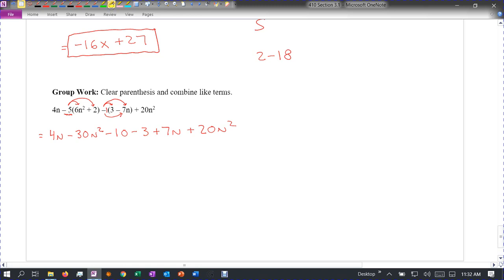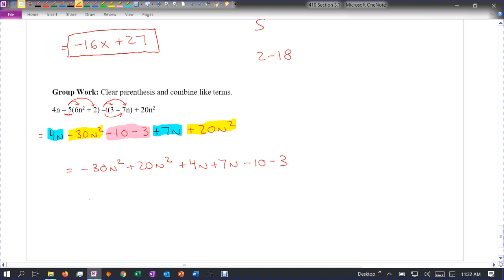Okay, now I'm going to collect like terms. So I've got negative 30n squared plus 20n squared, so I'll write that down. Negative 30n squared plus 20n squared. Alright, let me see. I have 4n here and plus 7n. So I have 4n plus 7n. And then lastly, I've got negative 10 take away 3. So negative 10 take away 3.